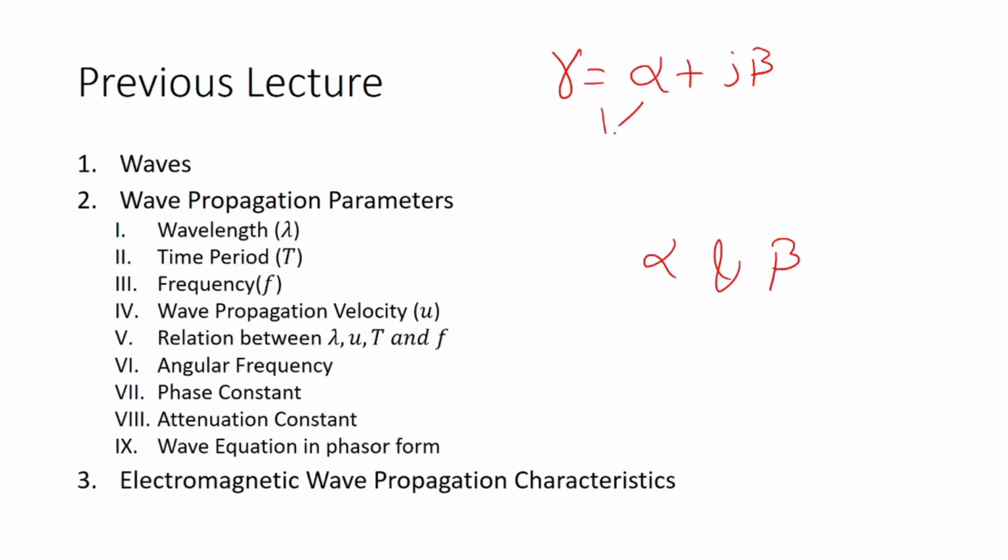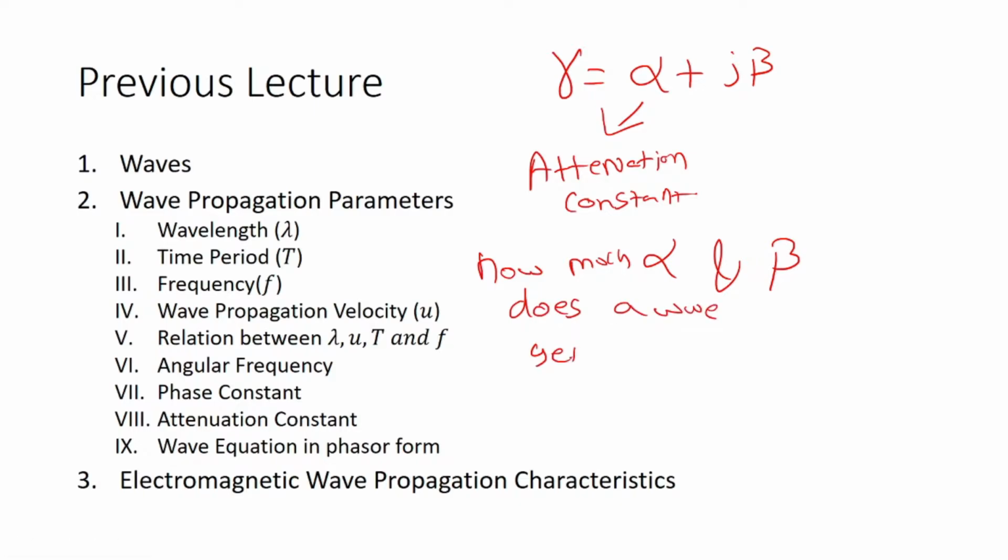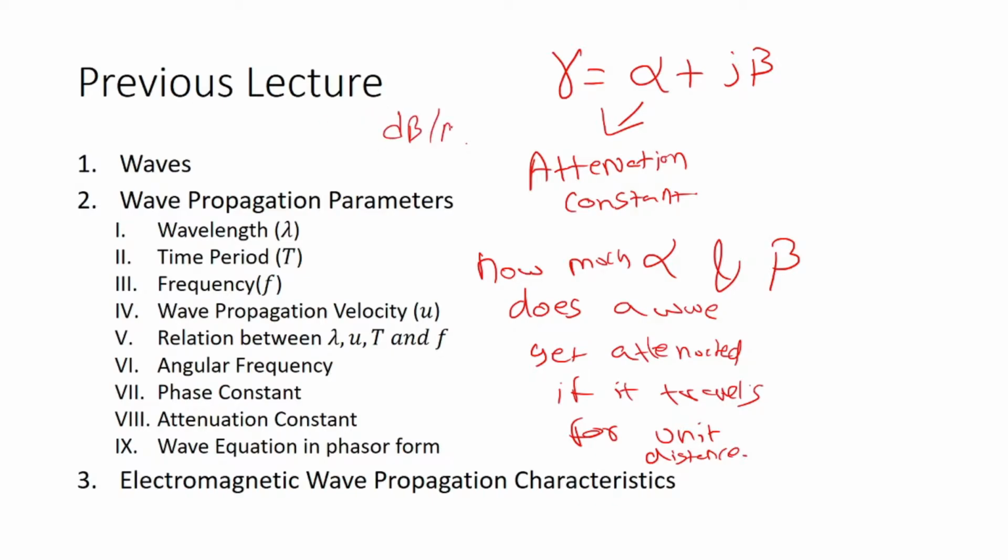And I have told you that alpha is called the attenuation constant, which tells us how much a wave gets attenuated if it travels per unit distance. The units of attenuation constant are either decibels per meter or Nepers per meter.